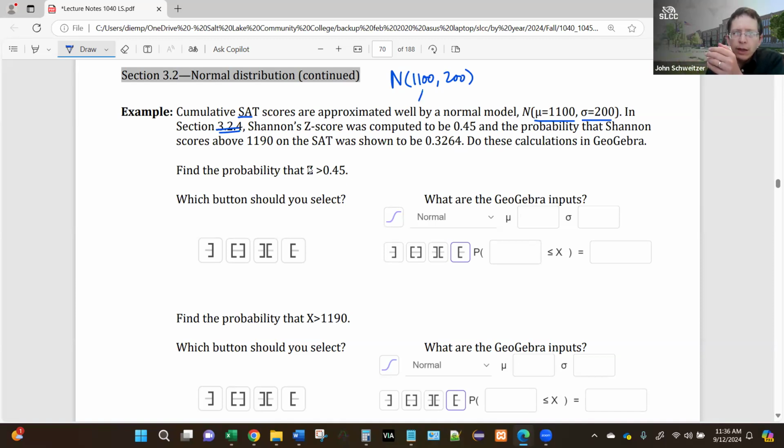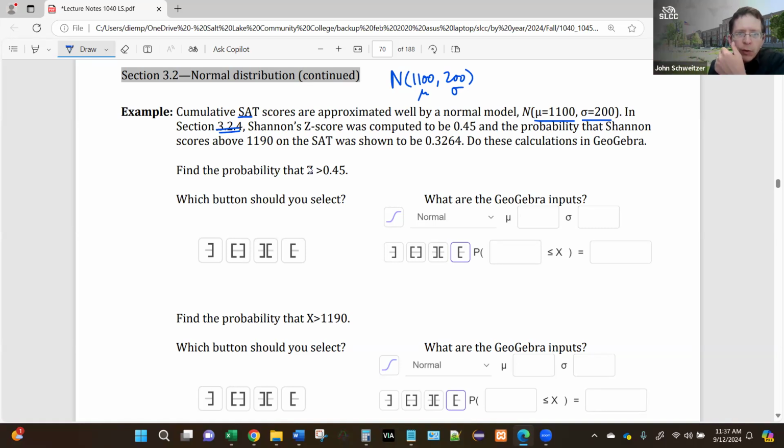The mean is 1100. So that's like the average score for SAT scores. And then not everybody gets the same SAT score, right? Of course, some people get higher, some people get lower. So there's spread in the population. And we measure that spread with this standard deviation, sigma, right? So the average spread there is about 200 in those SAT scores.